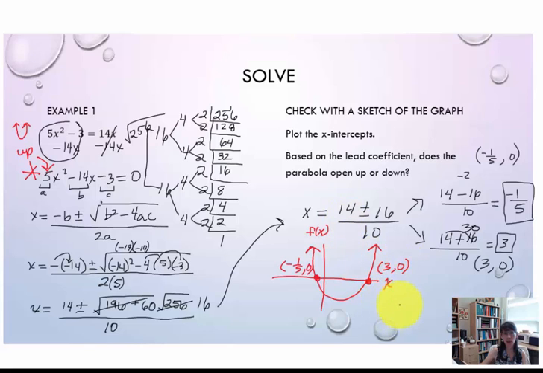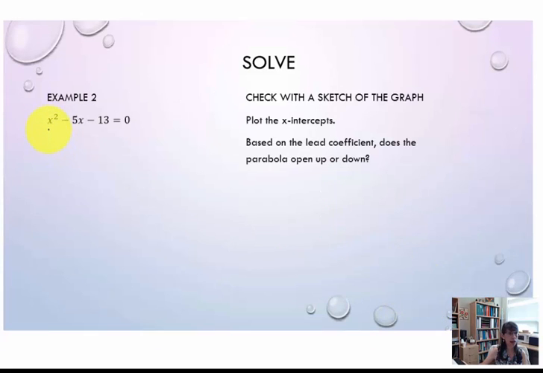Let's try the next example. For example 2, we have x squared minus 5x minus 13 equals 0. Notice that we have highest to lowest power and equal to 0. So this quadratic equation is already in the standard form. We're ready to find our values of a, b, and c.